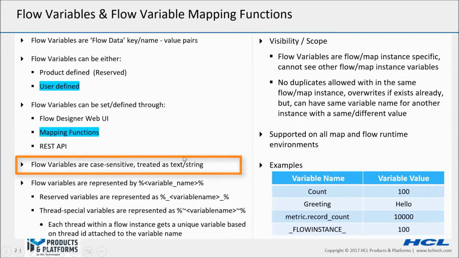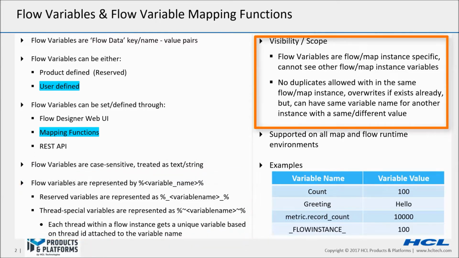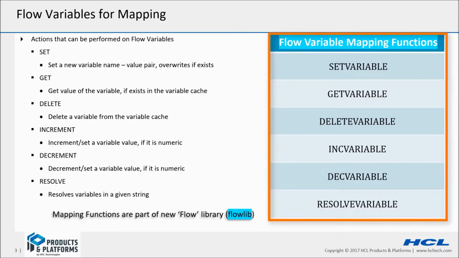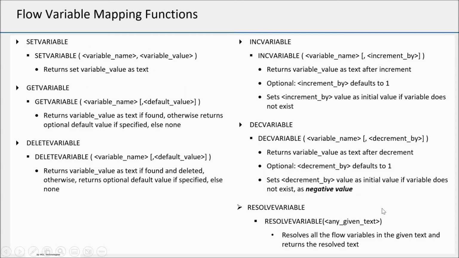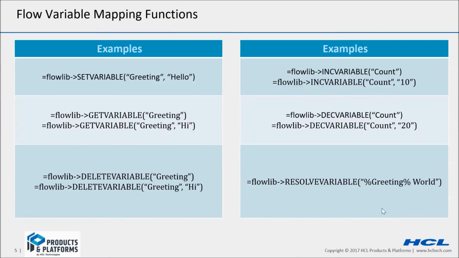They're case sensitive. There's a specific syntax. In a mapping instance, the scope is the entire top level map run. So let's take a look at the functions that we have. The mapping functions are set variable, get variable, delete variable, inc variable, dec variable, and resolve variable. Here's a little description of each one, and they are in the documentation and they're on the on-screen help in the function pick section, and we'll take a look at that shortly.